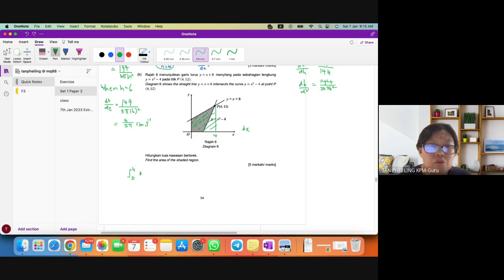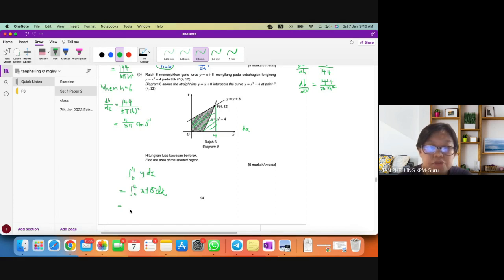Okay, so this is y dx, right? It's actually 0 to 4, sorry, 0 to 4. Y is x plus 8, do you get me? And dx. So this is 0. All right, so this is my first part, the green color part.